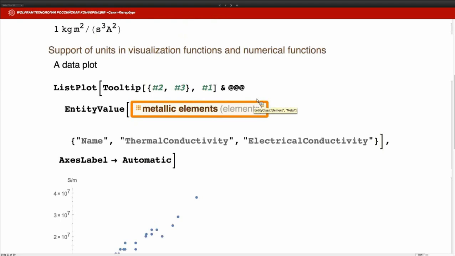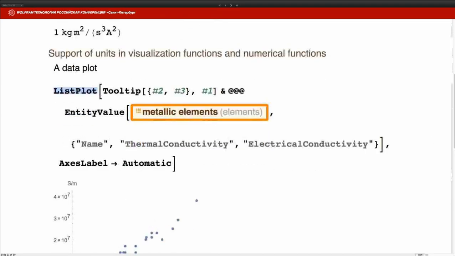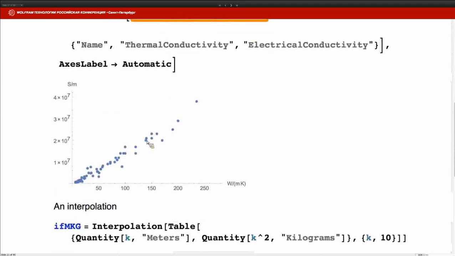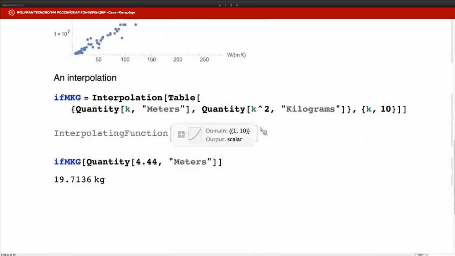For instance, for all metals I get the thermal conductivity and the electrical conductivity, and then I make a ListPlot with a tooltip on them. And here are the various metals. But you see the axes are properly labeled in watts per meter Kelvin and in Siemens per meter.